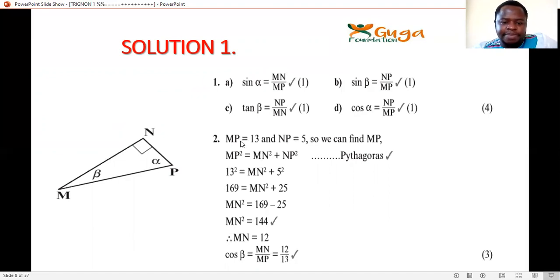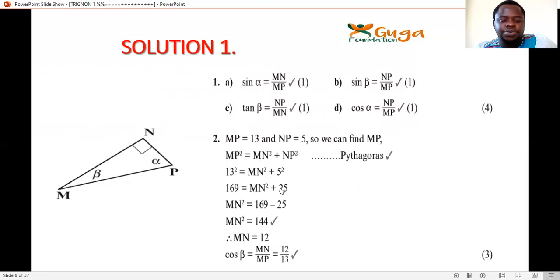Now they're saying that MP is equal to 13 and NP is equal to 5, so we can find MN. By the theorem of Pythagoras, MP squared is equal to MN squared plus NP squared. So you've got 13 squared is equal to MN squared plus 5 squared.